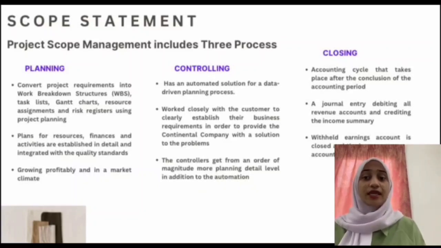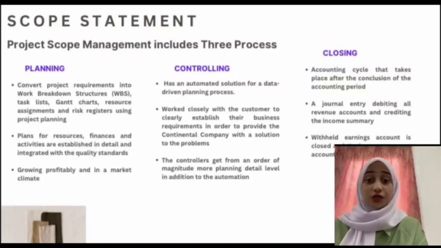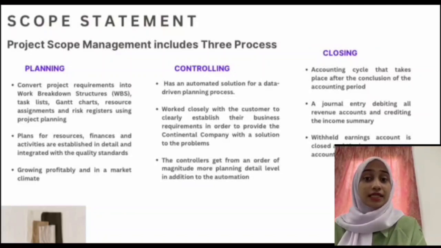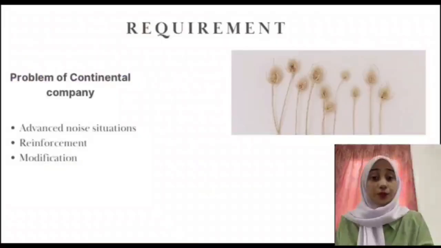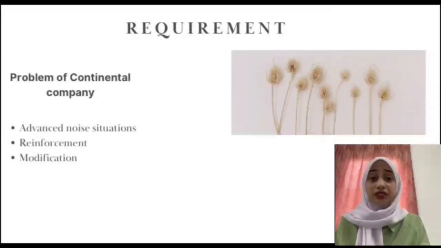For controlling, it has an automated solution for a data-driven planning process. It works closely with the customer to clearly establish their business requirements. For closing, Continental's accounting cycle takes place after the conclusion of the accounting period, with a journal entry debiting all revenue accounts and crediting the income summary. As for the problems for Continental, we have three: advanced noise situations, reinforcement, and modifications.